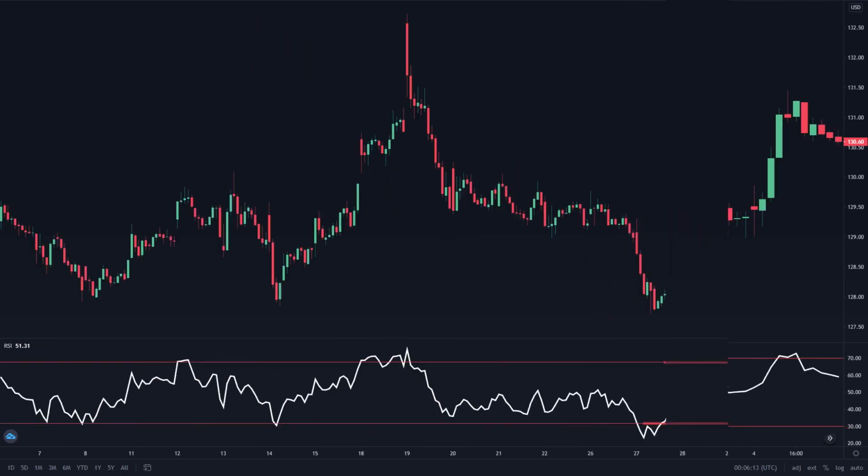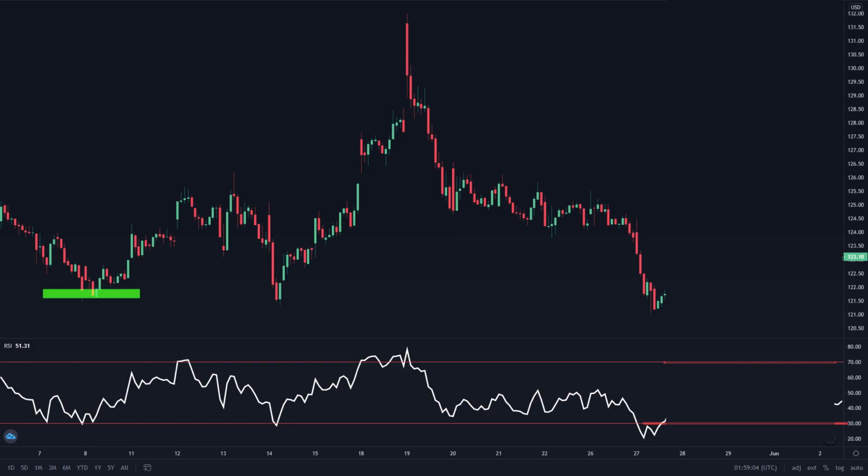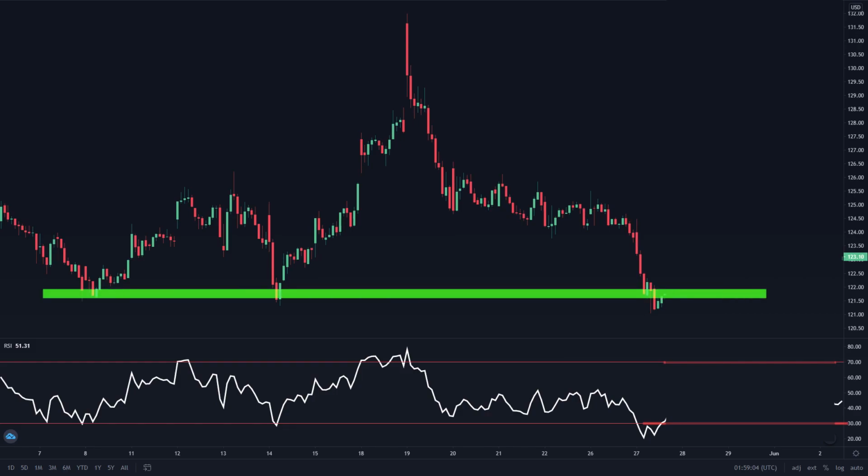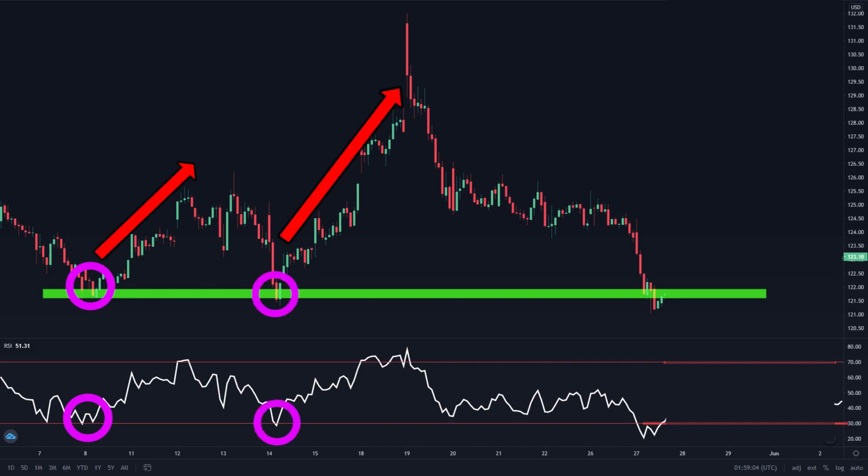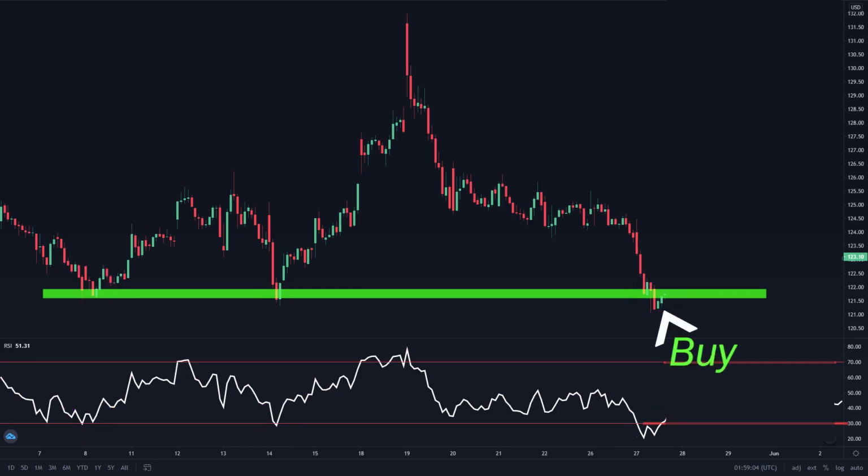So here's another example. In this chart, you can see a clear support line. Now, as the price hits the support line and the RSI is at the oversold level, the price reverses back up every time. We can actually see this happening 2 times already. The price hits and reverses, hits and reverses. Now, we can see the pattern starts forming again. The price is at the support line and the RSI is at oversold, signaling that the price will likely reverse to the upside. So this is also a good buying opportunity here.